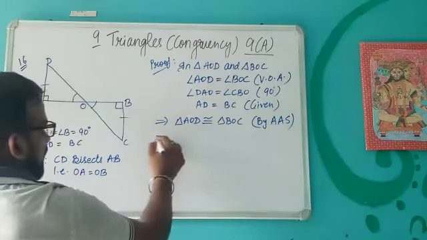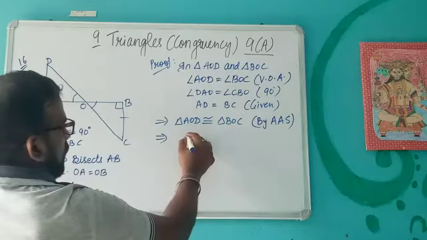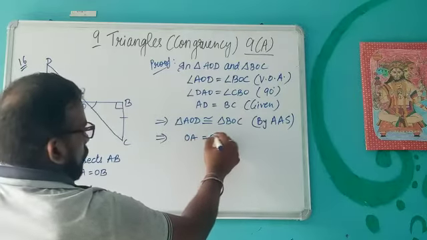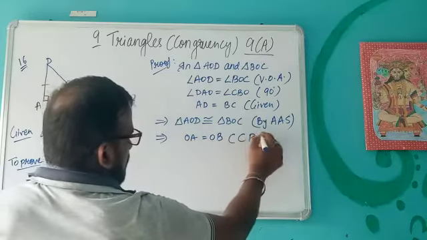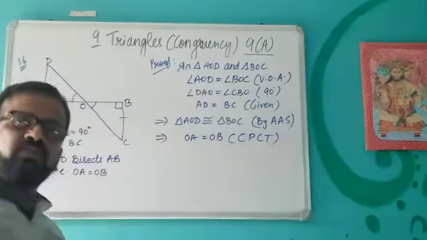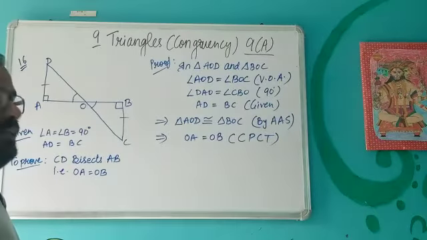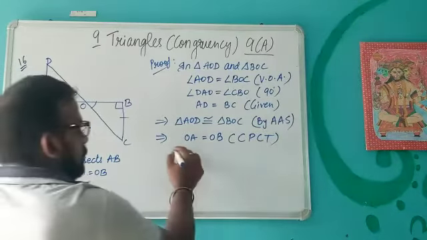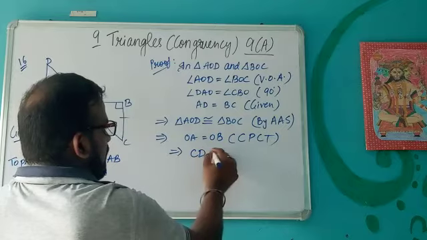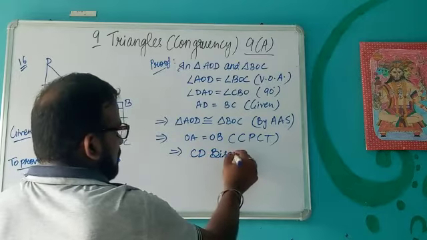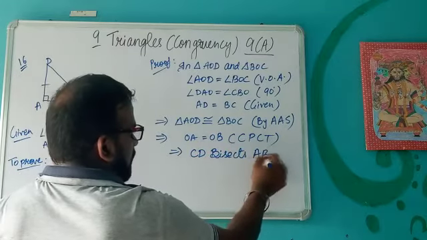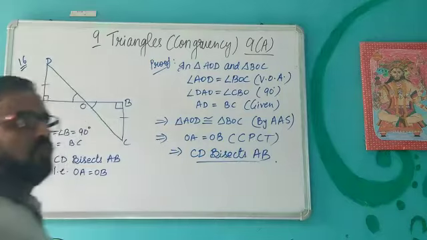So we can say that OA equals OB by CPCT. So OA becomes equal to OB by CPCT, and this is actually what we have to prove. So it means CD bisects AB. So this is our proof.